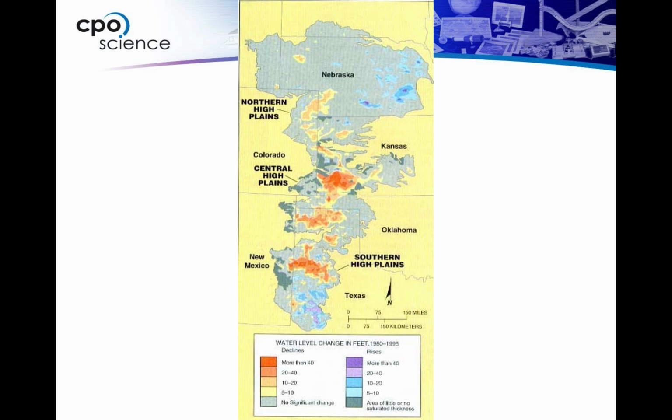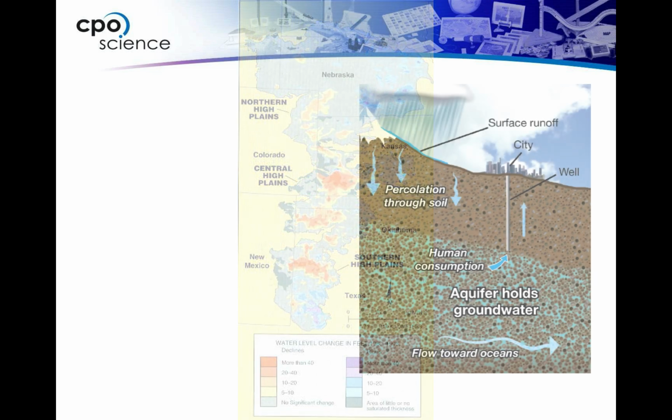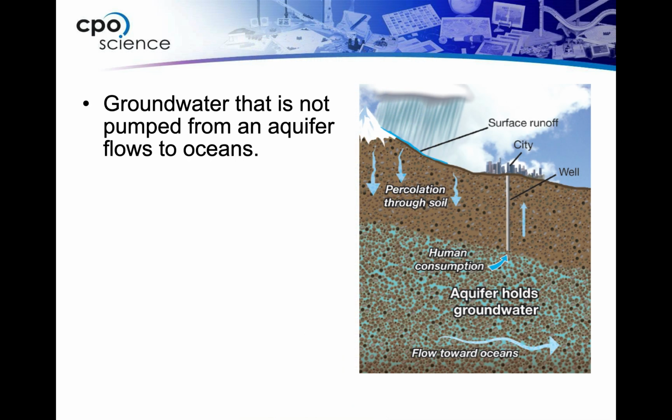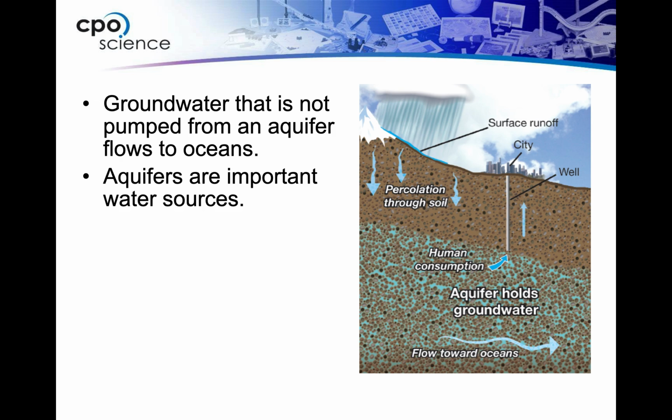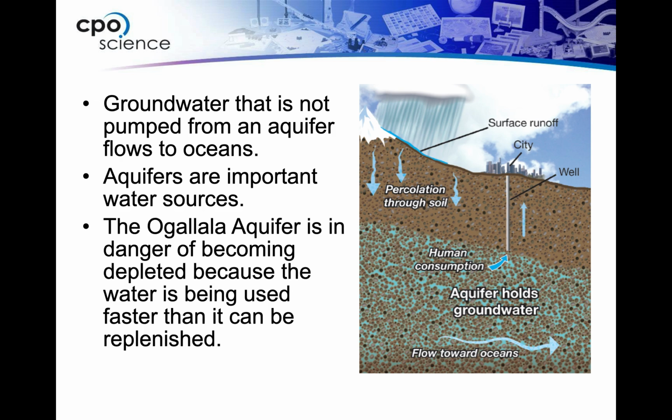So if you look in the picture here, the water level change in feet, we don't want to see a huge change in feet there. If you look at the picture there, the purples, the blues mean way too much water is being taken out of it in those areas. I'm sorry, not the purples and the blues, the oranges there, way too much has been drawn down in those areas. So like I said, hopefully we start coming up with some other ideas or different ways to catch water so that we're not essentially abusing that resource that we have for all of our farmers in the middle of the country. Groundwater that is not pumped from an aquifer will eventually flow to the ocean. And like I've been saying, aquifers are really important water sources.